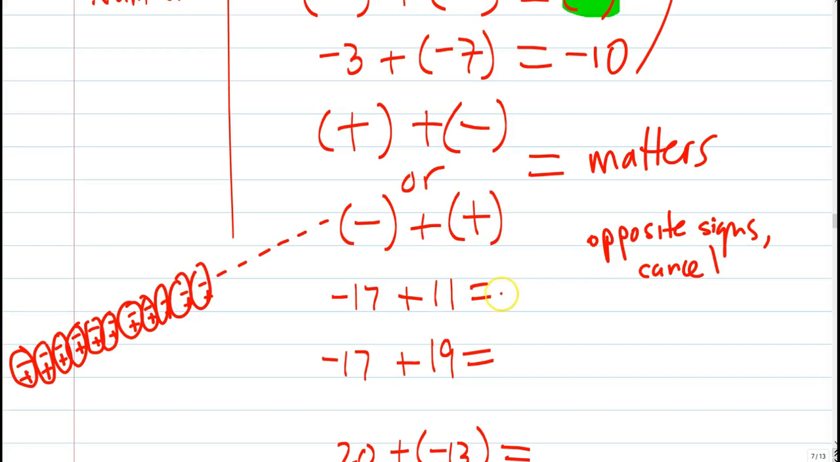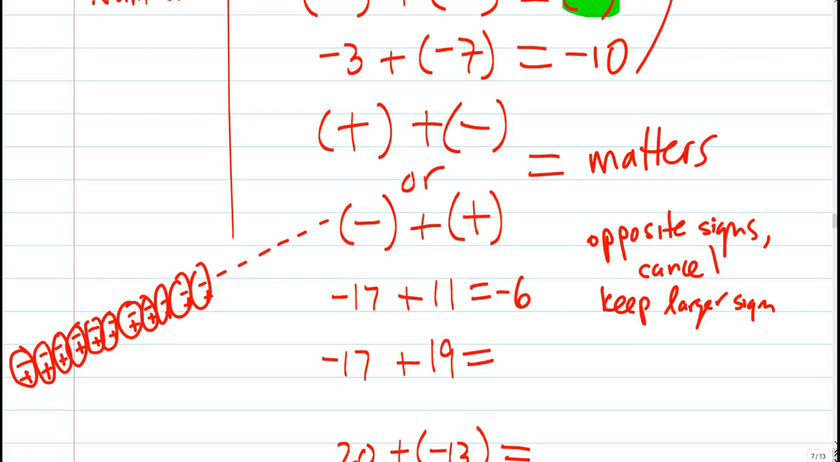So we end up with negative 6. What we do is we cancel and we keep the larger sign. Why? Because that's what we're left with. If I canceled out 11 positives from 17 negatives, I still have 6 more negatives. If I owe you 17 and I put in 11, I don't all of a sudden have $6. It doesn't work that way. I still owe you. I still have a greater deficit. I still have more negatives.